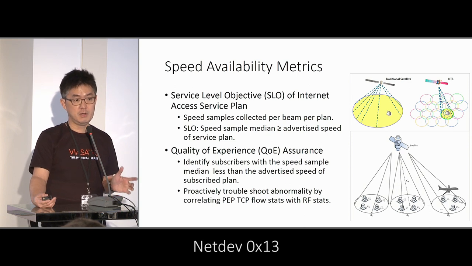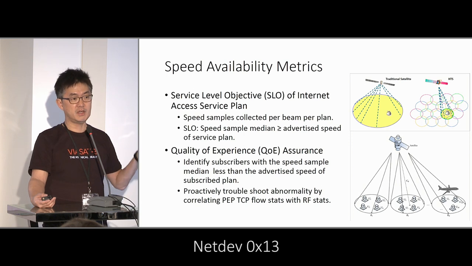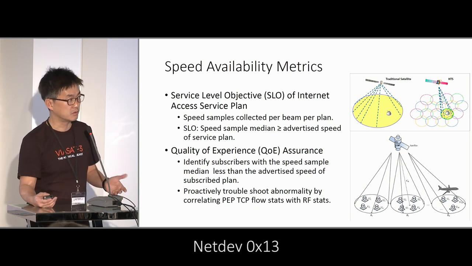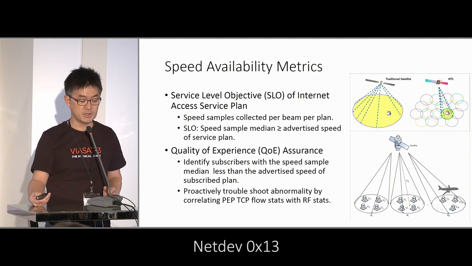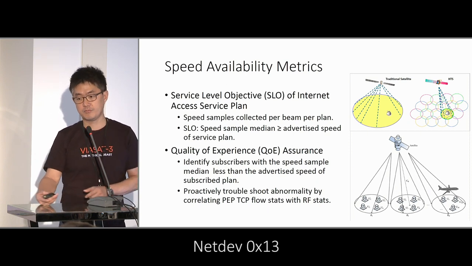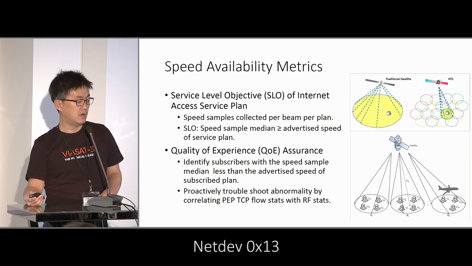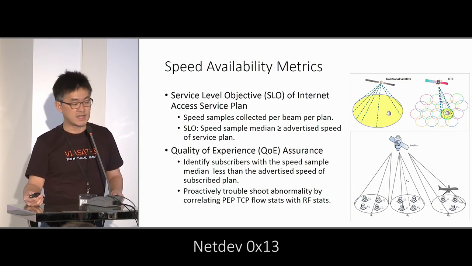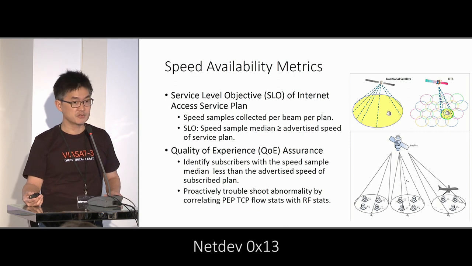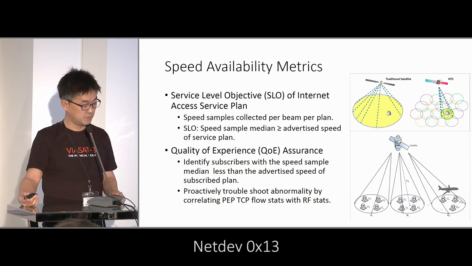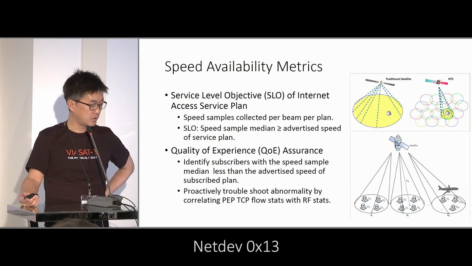We load our customers into one of these beams, and we don't want to overload these beams. If that happens, the transmission performance will really go down, and that's what we don't want. So we are monitoring something we call speed availability. Basically, we take samples where we measure the speed, and we want the median to be greater than the advertised speed of the service plan that we sold. Similar stats can be used for quality of experience assurance.